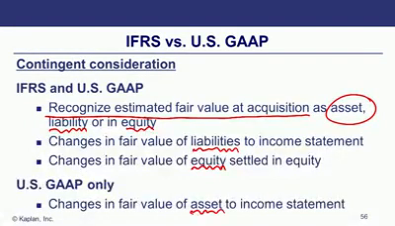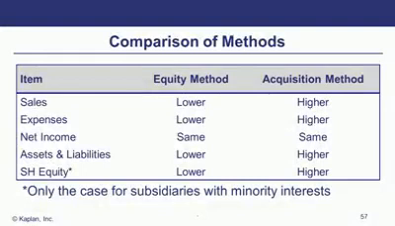Notice under US GAAP, changes in the fair value of assets as well will go to the income statement. Right, let's have a little look at a comparison of our methods together. Equity method versus acquisition method. Again, the focus for the exam is going to be how do these two methods affect the financial statements, and therefore how do they affect the ratios that you calculated.